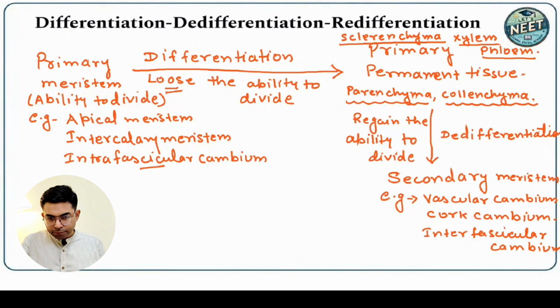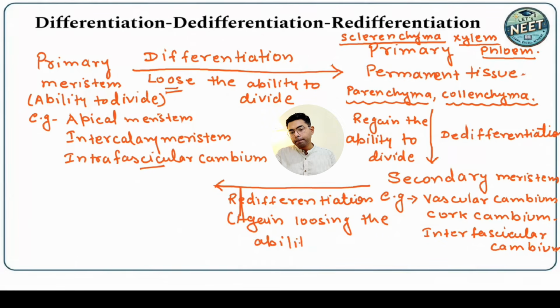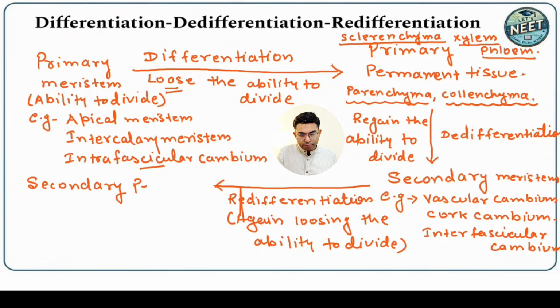Then this secondary meristem will undergo redifferentiation. Redifferentiation means again losing the ability to divide. So when it again loses the ability to divide, what will it form? Secondary permanent tissue. Now what are the examples of this secondary permanent tissue?